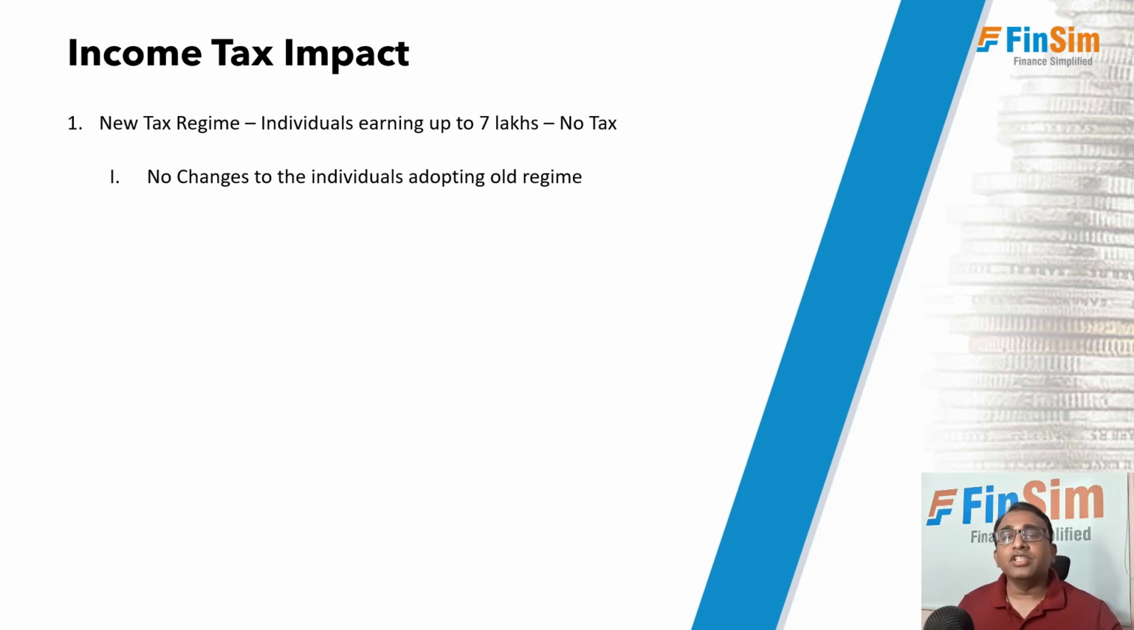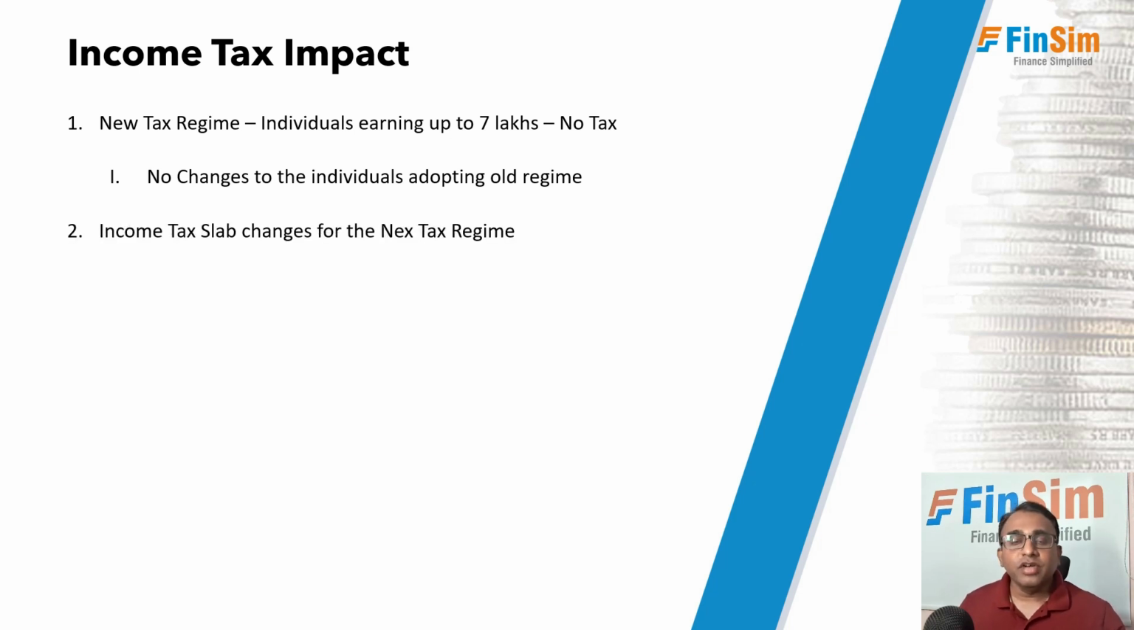Coming back to the change brought in the budget, taxpayers with taxable income up to 7 lakh rupees will not have to pay any tax under the new tax regime. However, if a taxpayer were to select the old tax regime, tax will have to be paid as per the tax slabs of old tax regime.